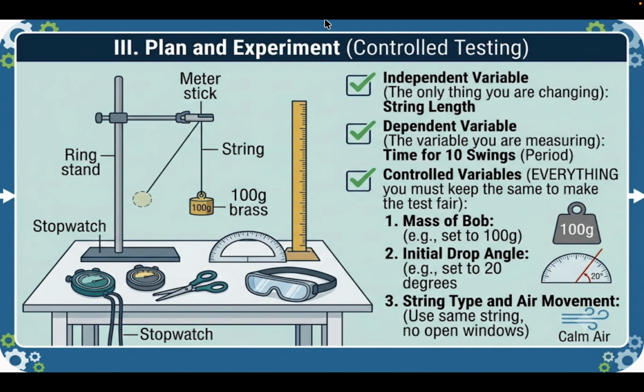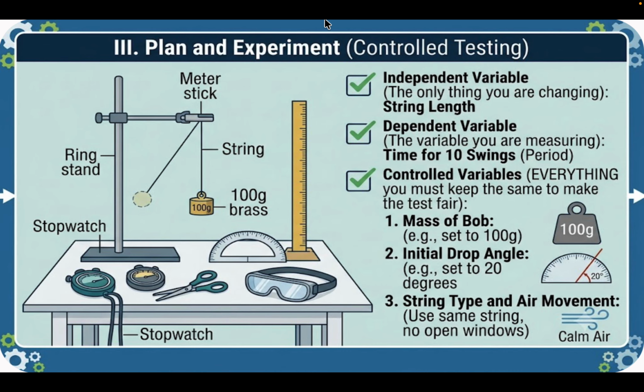Next, we do panel 2. Number 3, plan an experiment. This is the control testing. Okay, so the second visual, based on the middle top section of the overview, illustrates the critical planning phase. This is where we ensure the test is fair.